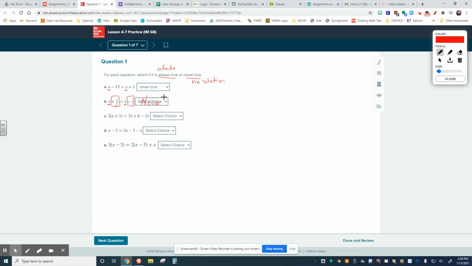But what happens when we get to something like this, where we have a variable expression that is set up with parentheses? Well, then we need to make sure and simplify that first. 2 times x plus 2 times 3, which is 6. And then we need to consider how that is working over here on the other side, looking at the like terms. 5 times x minus 3x is a 2x plus 6. We see that those expressions are exactly the same, so we know this one would be always true.